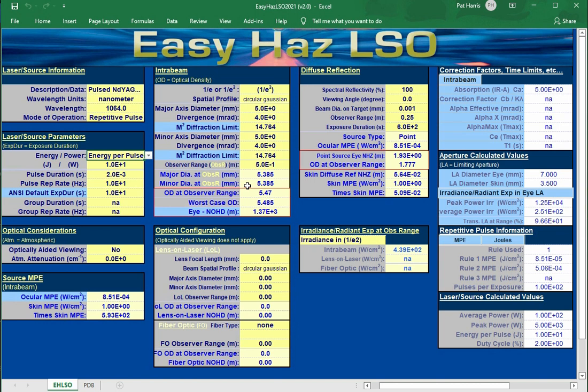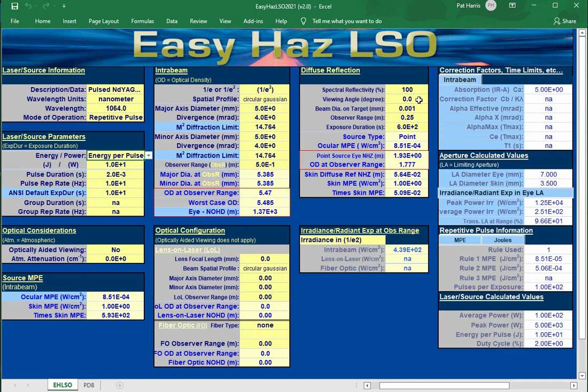Okay, so let's go over here and look at our diffuse reflection, because with this particular laser, we are very concerned about diffuse reflection. This is a welding laser, so we're going to have energy being scattered off from the weld. If you lose the welding coupling, we can take a look at the numbers here for worst case, 100% spectral reflectivity, meaning all the energy is coming off the material where it's being diffusely reflected.